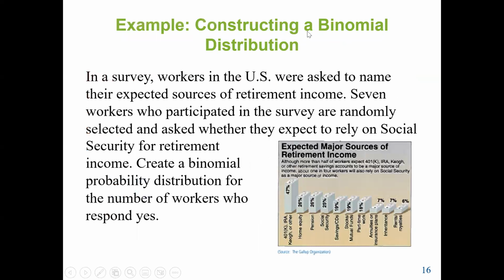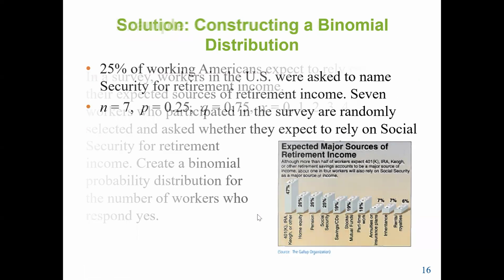Now, constructing a binomial distribution. Here we say in a survey, workers in the U.S. were asked to name their expected source of retirement income. 7 workers who participated in the survey are randomly selected and asked whether they expect to rely on Social Security for retirement income. Now we're going to create a binomial probability distribution for the number of workers who responded yes. And this is our data given here.